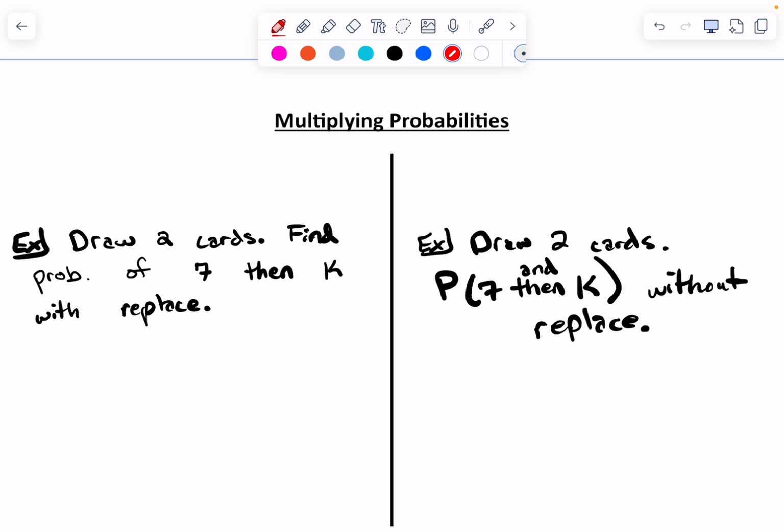The first one says, you are drawing 2 cards. I want to know the probability that you draw a 7 and then a king with replacement. So after you draw the 7, you put that card back in, and then you're drawing a king. I'm replacing the first card. Have you heard that before? Replace and not replace, maybe you've seen that on MAP testing. So copy that example down in this first box.